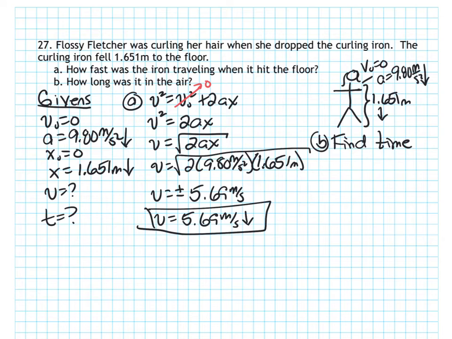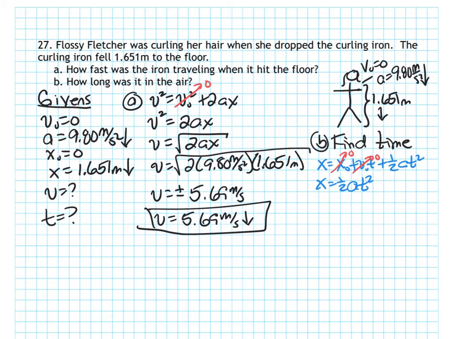Actually, let me redo that in color, just to make it stand out as being different. So x equals x naught plus v naught t plus 1/2 a t squared. Let's get rid of some things to go to 0. So x naught is equal to 0. It says it was dropped, so that means the initial velocity is also equal to 0. So now things are looking nice and small. x equals 1/2 a t squared.